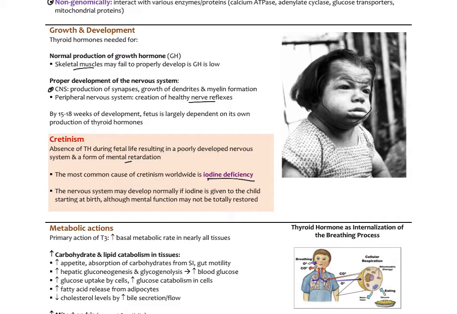The nervous system can develop normally if iodine is given to the child at birth. So if they had congenital or fetal hypothyroidism, and then you start giving them iodine, if it was from iodine deficiency at birth, a lot of the effects, especially on bone and skeletal muscle, can be reversed, but sometimes the effects on the central nervous system can't, and so the mental function can be compromised. So this is, again, very preventable with proper iodine supplementation. So that's in growth and fetal development.